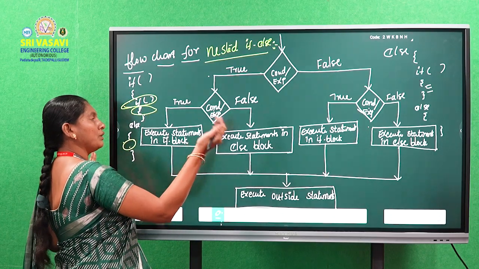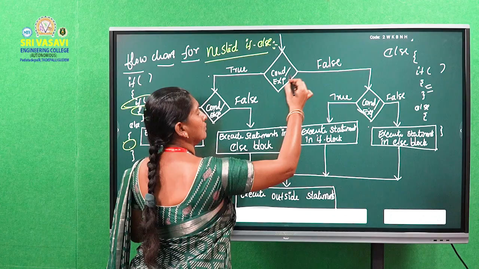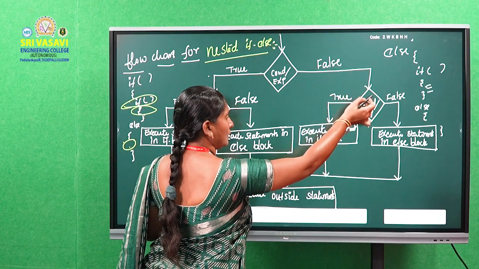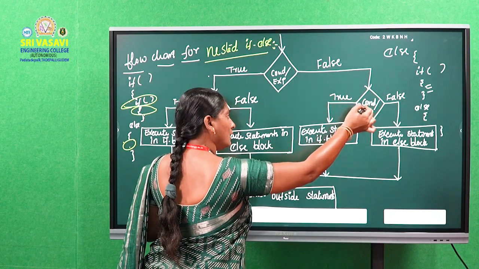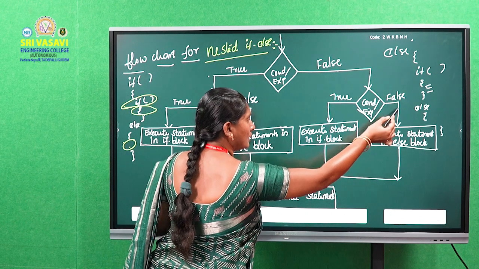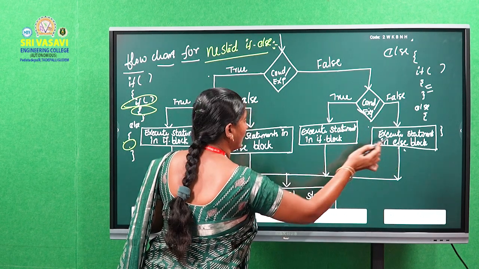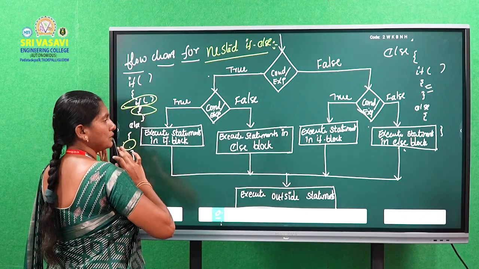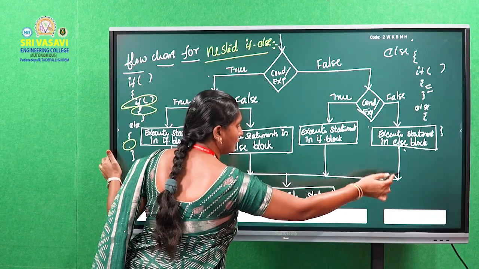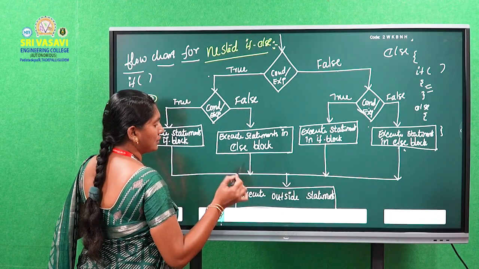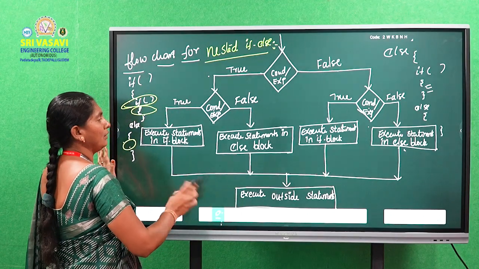If the first condition fails, we will directly come here and check this condition. Again, if this condition also fails, we will execute this statement. Then all the remaining statements will be skipped. After executing this, the compiler will execute the statements which are outside the nested if else.